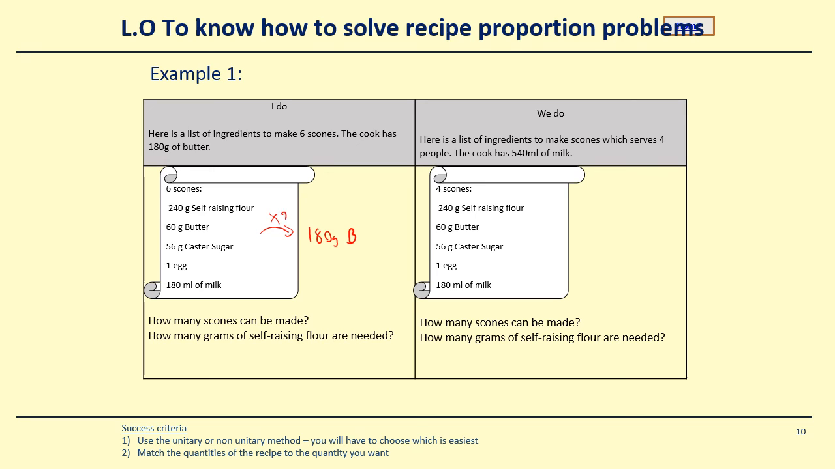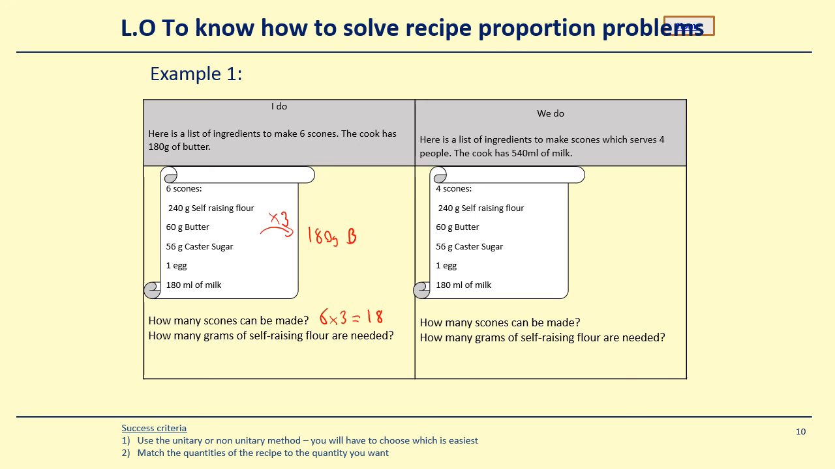let's look at question 1. How many scones can be made? So he's got 3 times the amount of butter, so he can make, so we're presuming he's got 3 times the ingredients. So with 180 grams of butter, 3 times the amount of butter, he can make 3 times the amount of scones. So 6 times 3 equals 18. Okay.